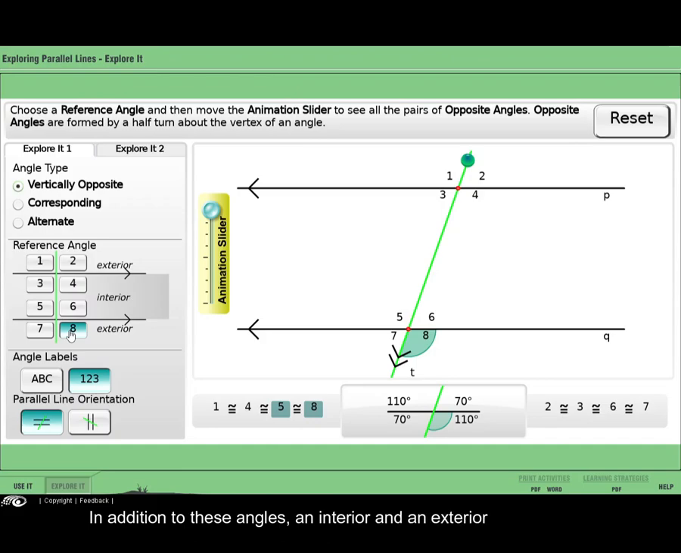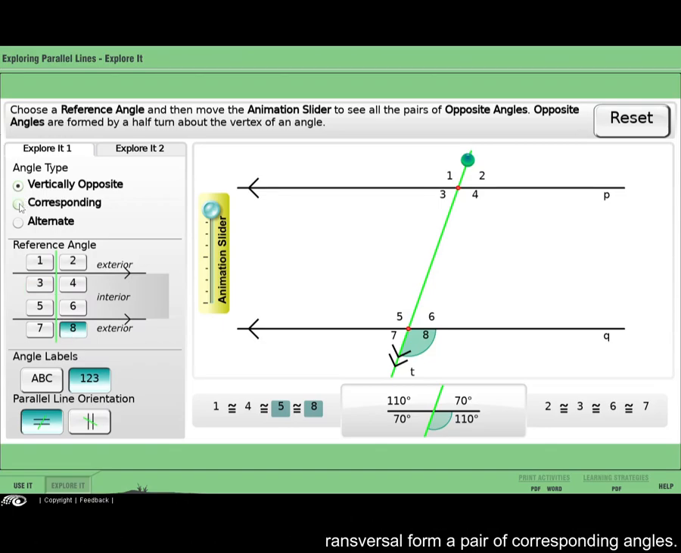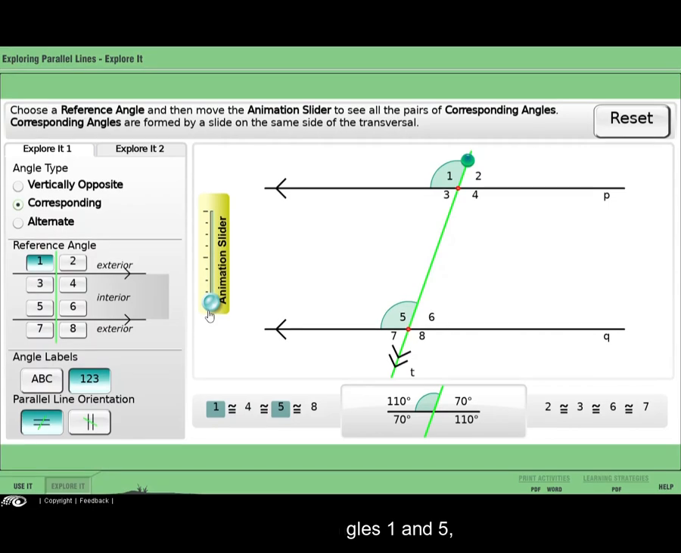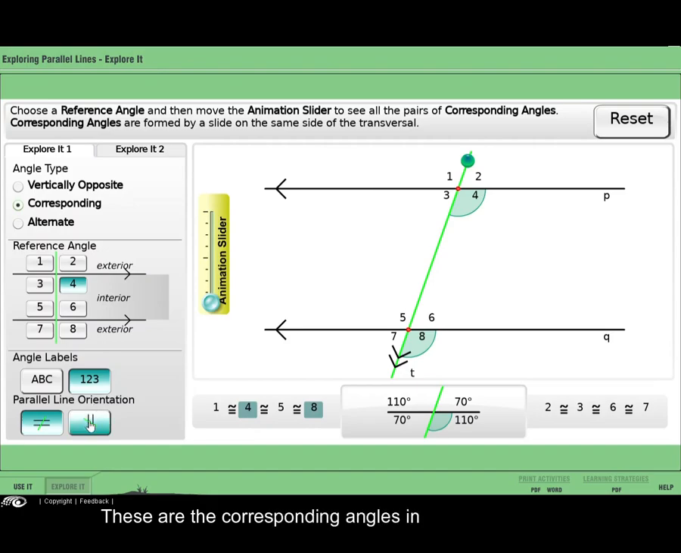In addition to these angles, an interior and an exterior angle that are non-adjacent and on the same side of the transversal form a pair of corresponding angles. From here, angles 1 and 5, 2 and 6, 3 and 7, and 4 and 8 are pairs of corresponding angles. These are the corresponding angles in this line orientation.